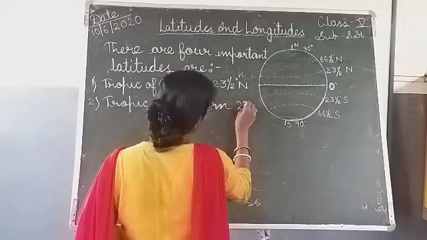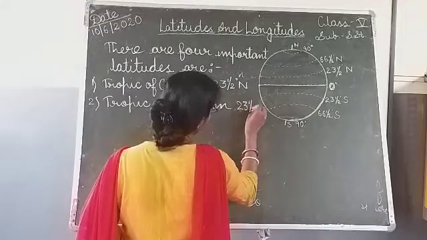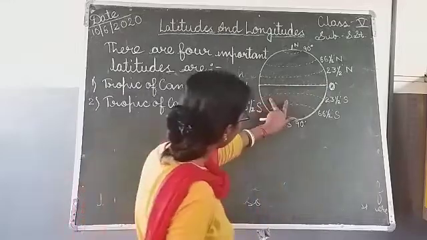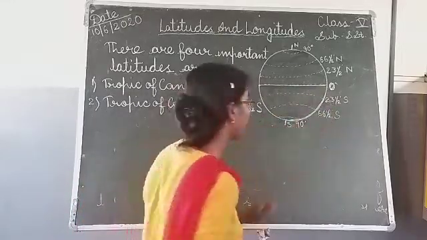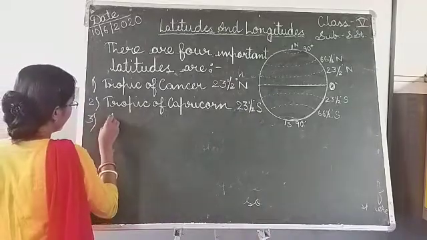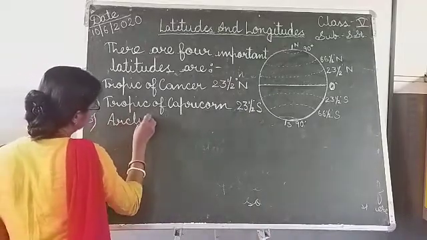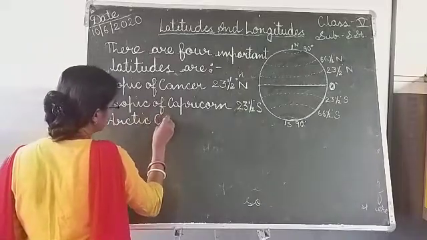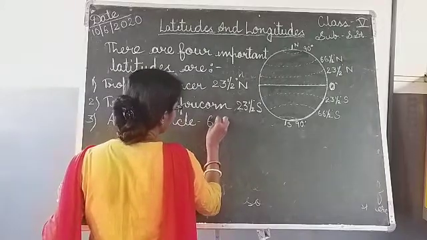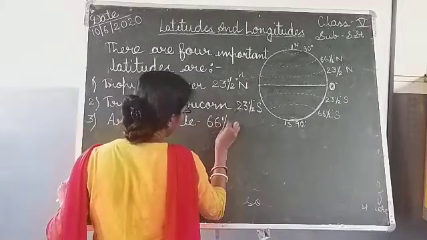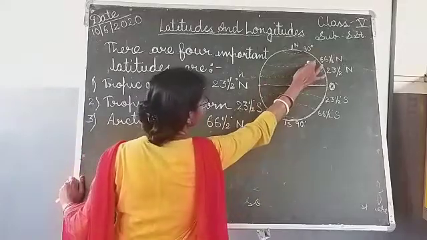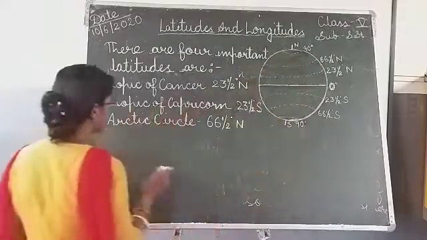It is at 23.5 degrees south. This line is called the Tropic of Capricorn. Third, Arctic Circle. It is at 66.5 degrees north. This one is the Arctic Circle.